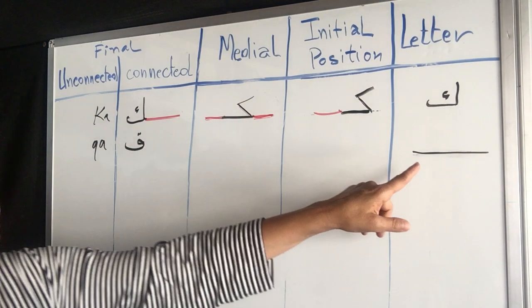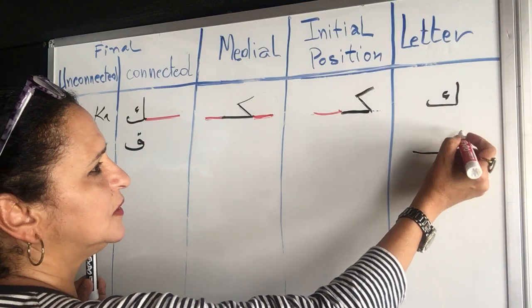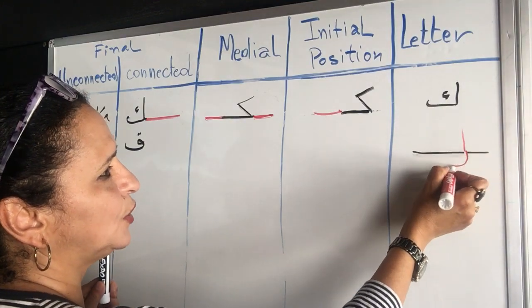So la, why did I do this for la? Because there is part above the line and part of it below the line.